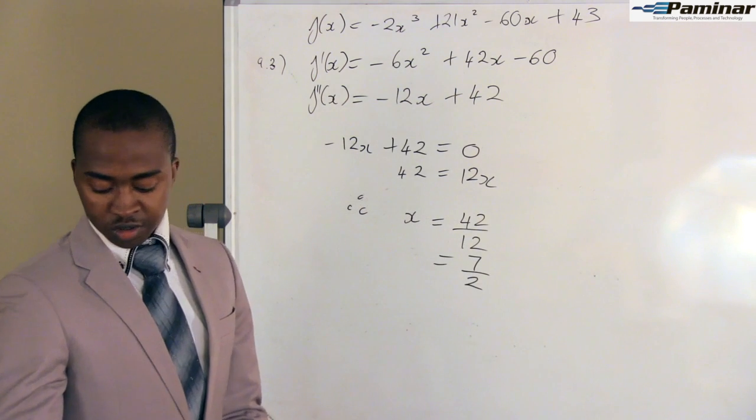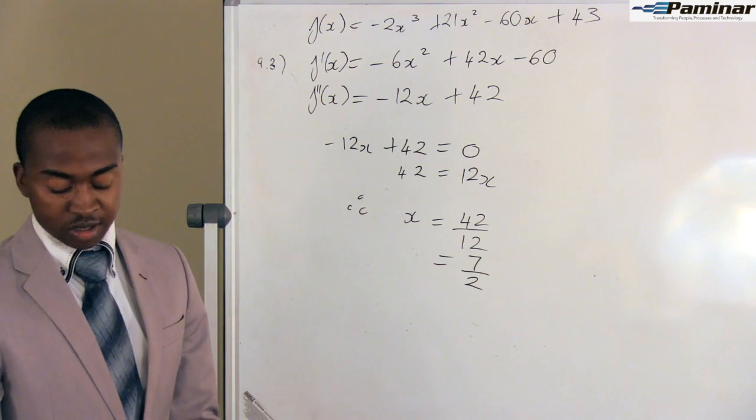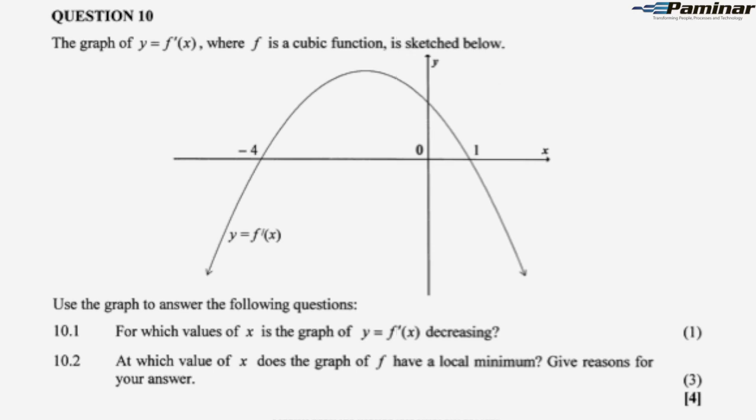Okay, moving on to the next question, question 10. It reads, the graph of y equals f prime x, where f is a cubic function, is sketched below. So there they give us the graph of f prime x. As you might know, it's a sad face, just a parabola, and they base questions on that. So using the graph, they say, answer the following questions.